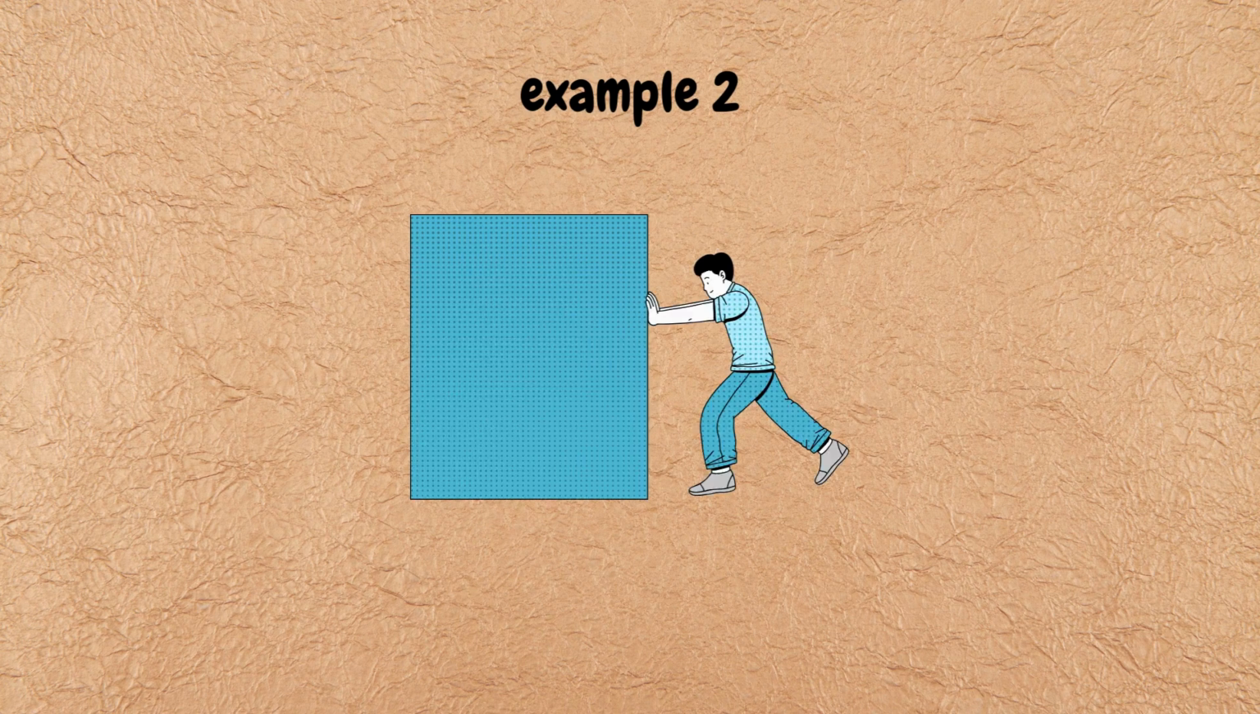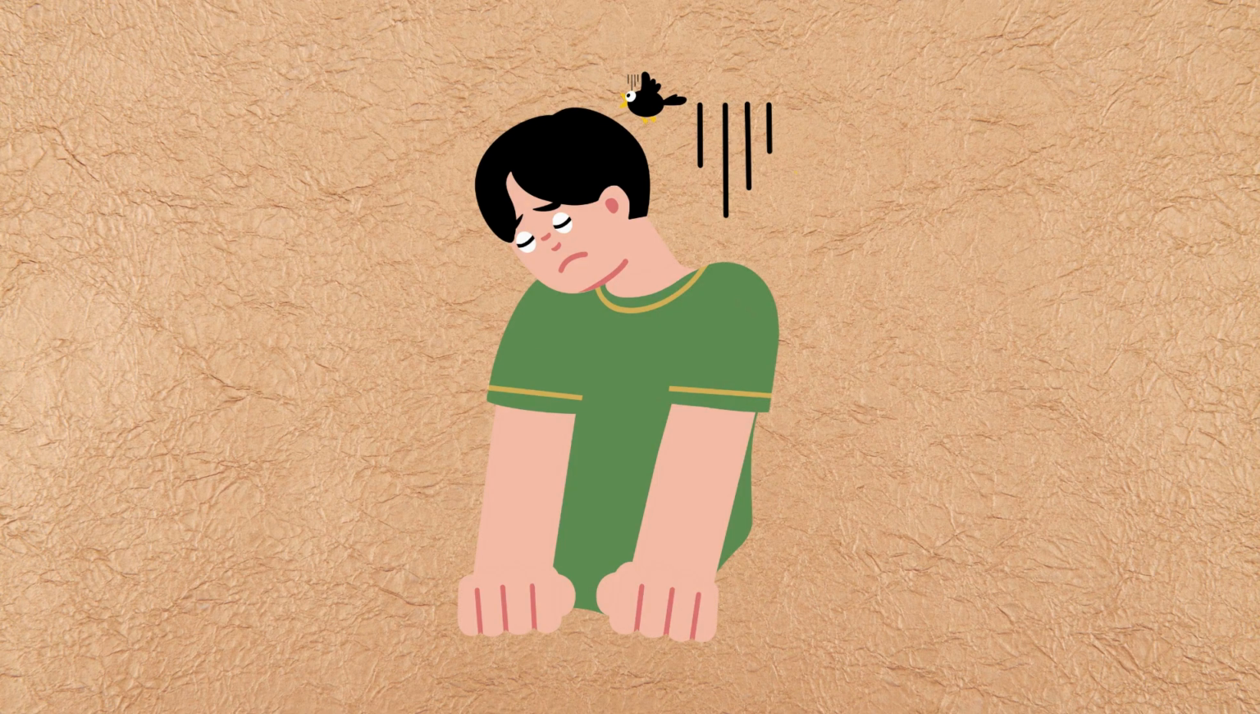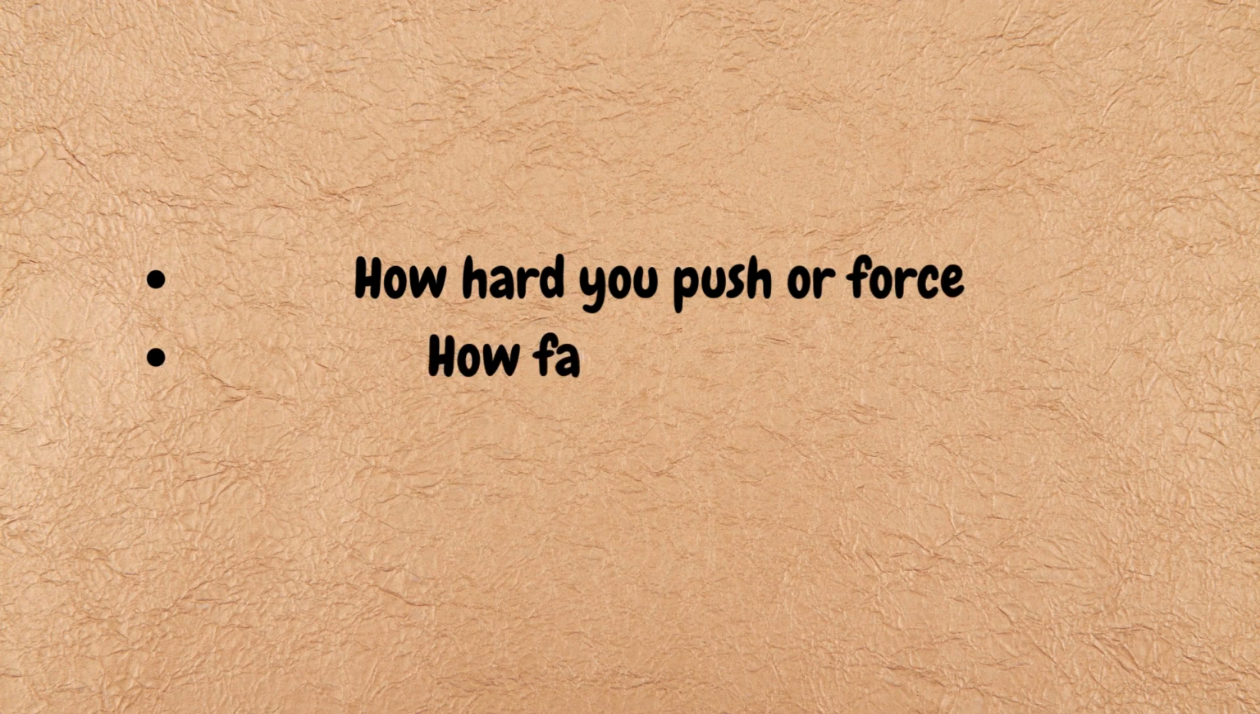Example 2. Pushing a wall. You push a wall very hard. Force applied, yes. Displacement, no. So, work equals 0. Even though you feel tired, no physics work is done. So energy depends on how hard you push, or force, and how far things move.